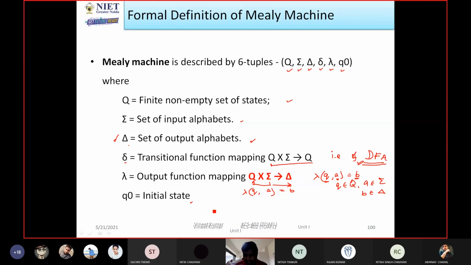Q0 is the initial state. There is no final state. So acceptance or rejection is based on whether the last output is 1 or 0. Clear this point? It's very important.